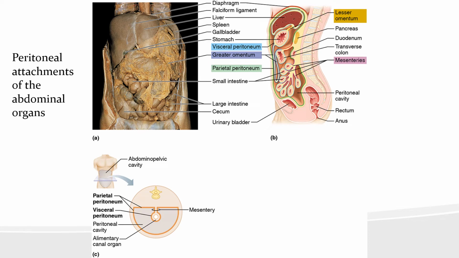So in A, we're just seeing an interior view. You can see the greater omentum is shown in its normal position, covering the abdominal viscera. The sagittal view in B is of the abdominal pelvic cavity of a female, and C is a conceptualized cross-sectional view of the peritoneum and mesentery. Note that the peritoneal cavity is smaller than represented. It's just trying to give you a better illustration there.